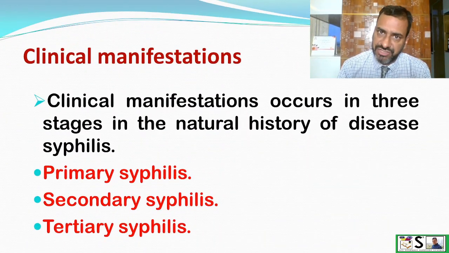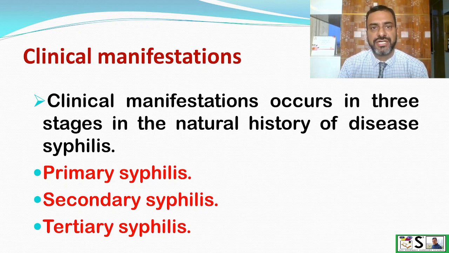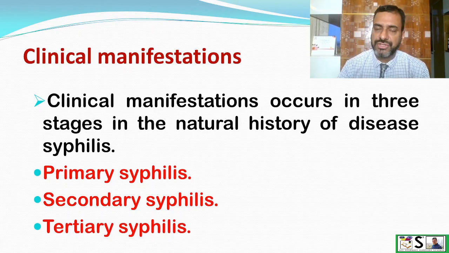What are the clinical manifestations? How can we identify it? Clinical manifestations occur in three stages in the natural history of disease. These are primary syphilis, secondary syphilis, and tertiary syphilis.